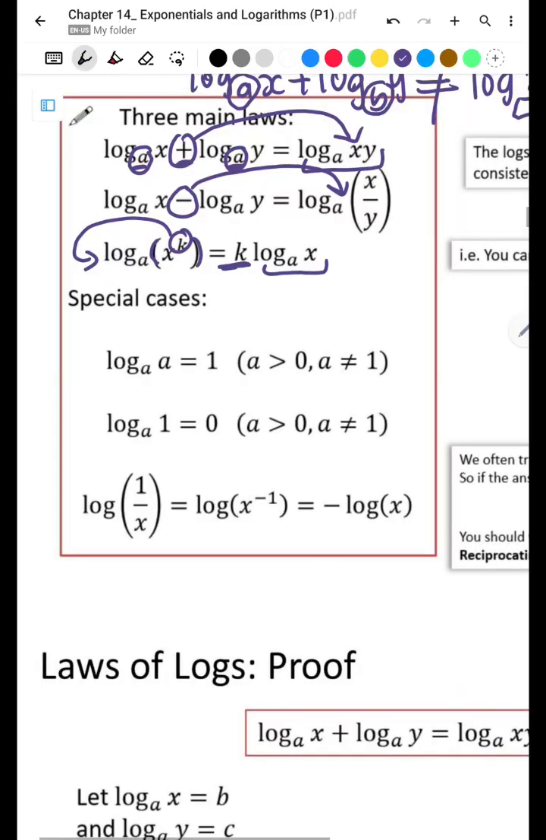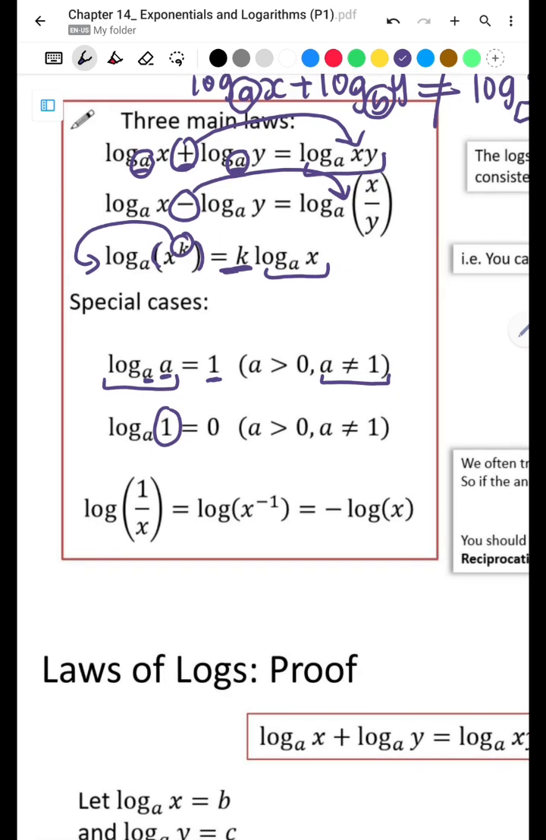Special cases. We've talked about this: when we have the same base, the actual value is equal to 1, given that a must never be 1. A must never be 1, but a can be greater than 1. And if you ask me why a should never be 1, that means you're talking about if a is 1, here you have a different solution. I will come to that soon.